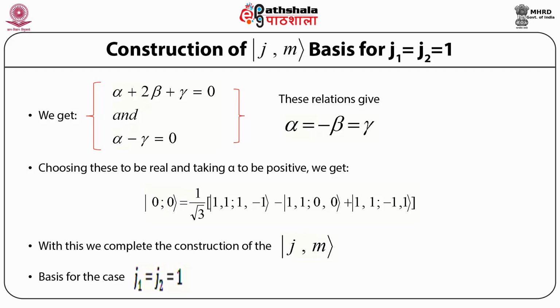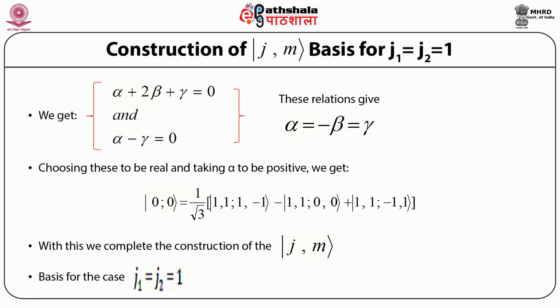So with these conditions we get alpha plus twice beta plus gamma is equal to 0, and alpha minus gamma is equal to 0. So the relation alpha minus gamma equals 0 yields alpha is equal to gamma, and substituting this relation in the above relation, that is alpha plus 2 beta plus gamma is equal to 0, the final relation for alpha, beta and gamma turns out to be alpha is equal to minus beta is equal to gamma.